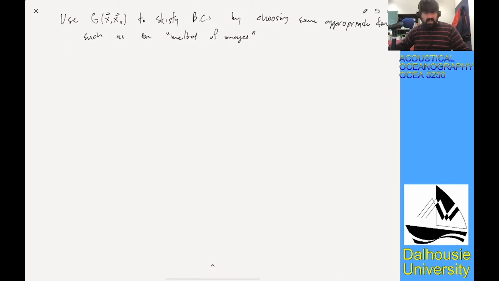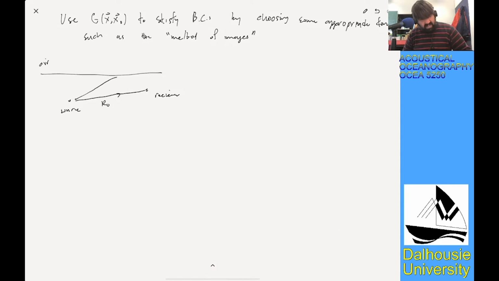Okay, so let's return to the source near the surface. Here we have air. We had our source. We had our receiver. And we said, here's R naught. It's going to be the direct path. We've got some reflected path here. We'll call R naught prime the total path length.